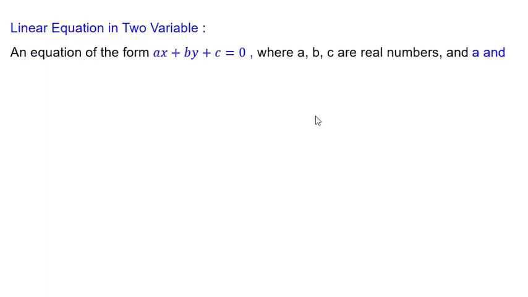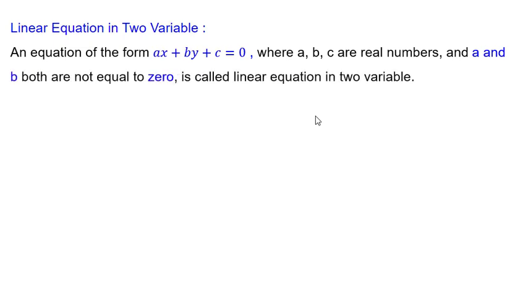An equation of the form ax plus by plus c equal to 0 where a, b, c are real numbers and a and b both are not equal to 0 is called linear equation in two variable. Now here when I am saying a and b both are not equal to 0, that means it may be possible that value of a is 0 or value of b is 0. But simultaneously value of both a and b cannot be 0.